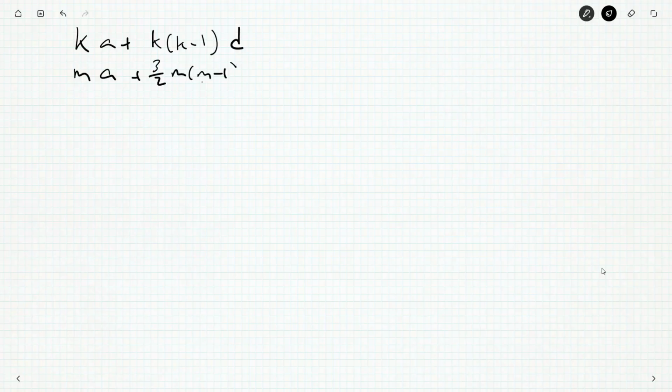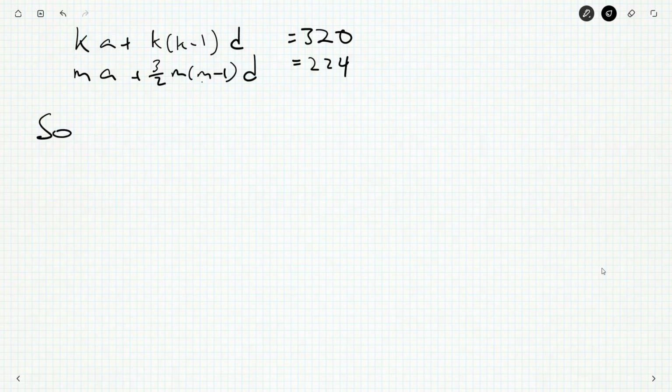So the two formulas we've got: k odd ones would be ka plus k times k minus 1 d, and m odd ones would be ma plus 3 halves m times m minus 1 d. So I know the first one's 320 and the second one is 224. So now, I think I have to use the fact that they say last term to actually mean the last term, because then we can get a relationship between a and k.